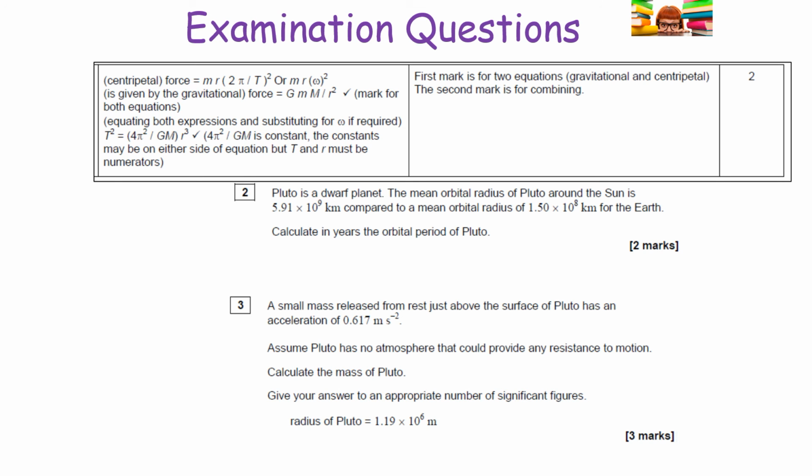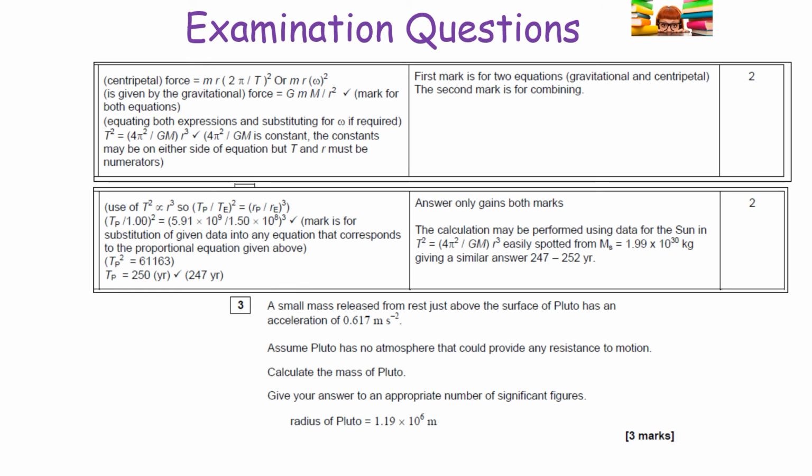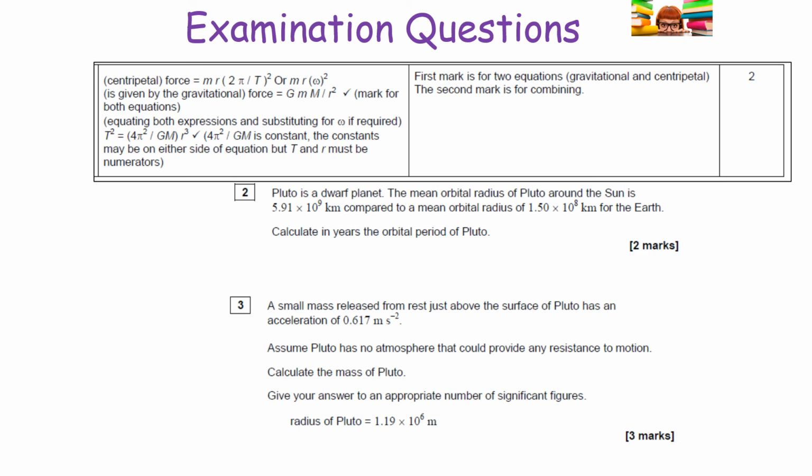Now the next question is you're going to then use this as a ratio. So what you can say is that Tp over Te squared is equal to Rp over Re cubed. Now you are given in this question the value of Rp, which is going to be 5.91 times 10 to the 9. You're given the value of Re, 1.5 times 10 to the 8. Now again, you might think it's kilometers, do I need to convert it to meters? Well, because we're ratioing them in this equation, you don't need to.